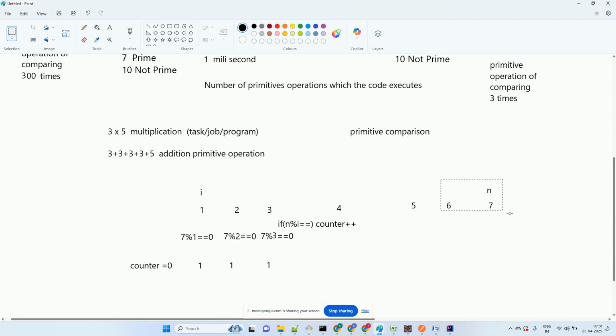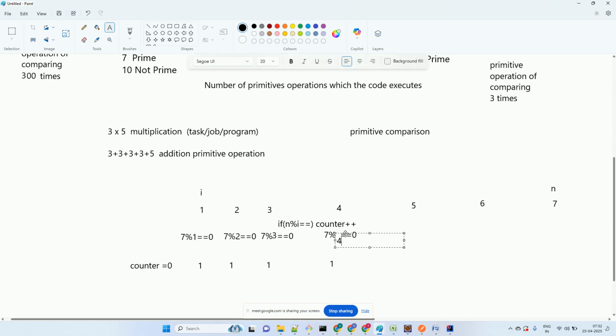So if the number was 13, I would make how many comparisons? 13 comparisons, 1 to 13. Here 7 mod with 4, will it give me 0? No. So counter still remains 1. Then with 5, does it give me 0? No. So counter still remains 1, doesn't increment.